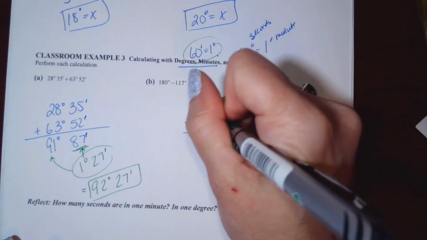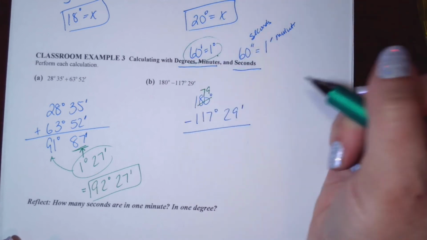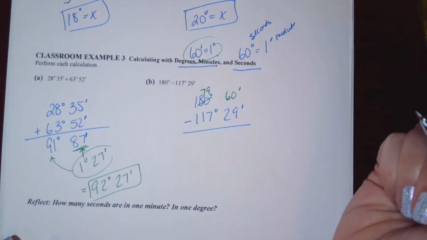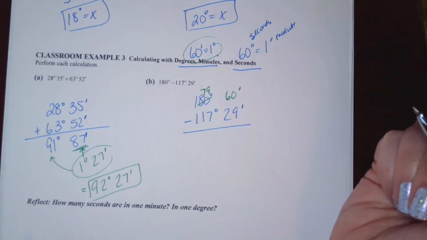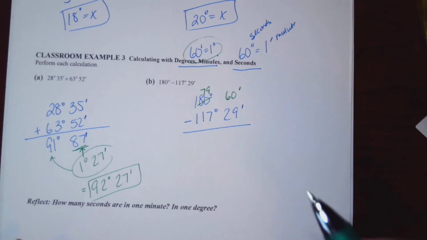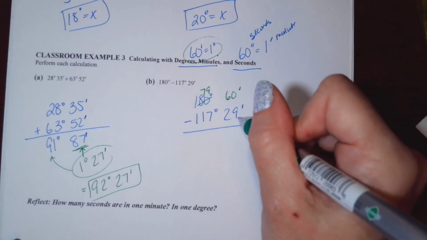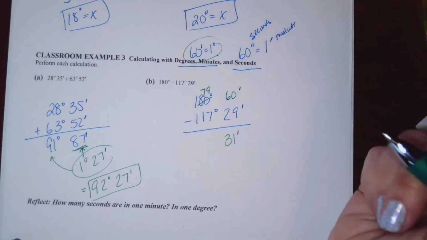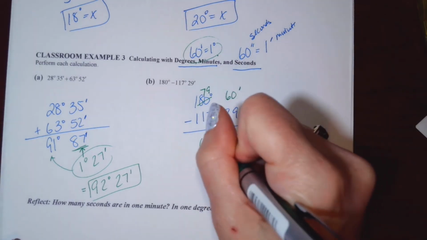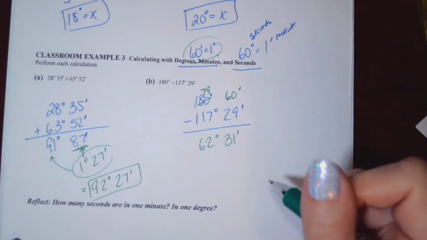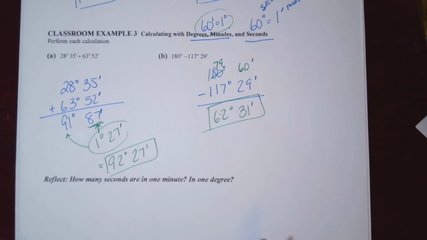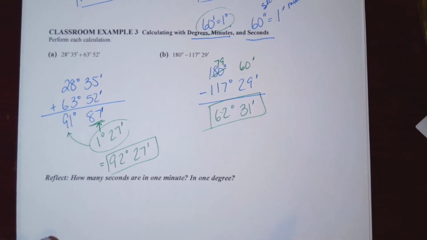So if I borrow 1 degree, this changes to 179 degrees. 1 degree is 60 minutes. So just like I would borrow 10 ones if I were trying to subtract, I borrow 60 minutes. That's 1 degree. Okay, 60 minus 29 is 31 minutes. And then over here I have 179 minus 117. I don't need to regroup. I'm done. So take a second and look back through that. Make sure you understand how to do the subtraction.